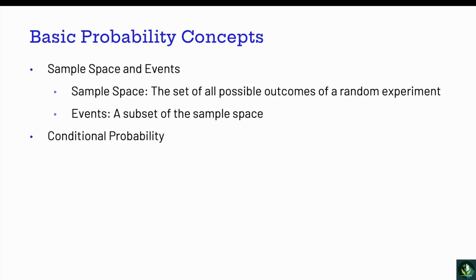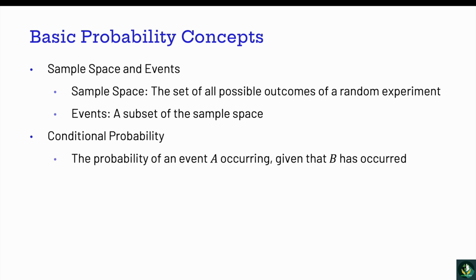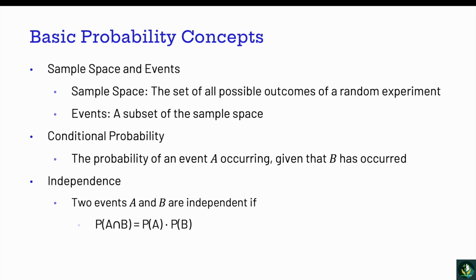Next, let's talk about conditional probability. The probability of an event A occurring given that B has occurred. We saw this in the last week in one of the classes. Example here can be rolling a number greater than 3 given that it is even. Next, we have independence. Two events A and B are independent if P of A intersection B is equal to P of A times P of B. Example in this case is the outcome of two separate coin tosses.